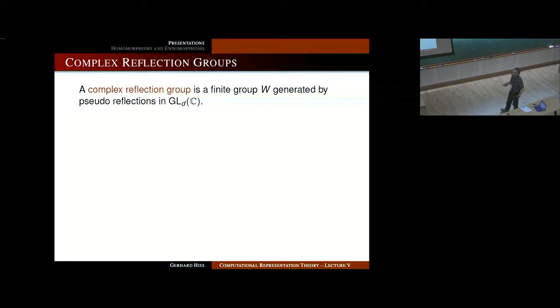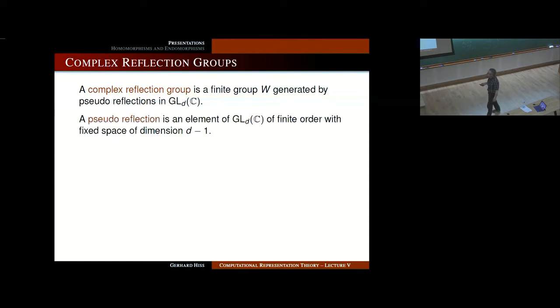Now, the real reflection groups are generalized to complex reflection groups. This is a finite group W generated by pseudo-reflections, where a pseudo-reflection is an element of finite order such that the fixed space has codimension 1. So it has exactly one eigenvalue which is not equal to 1, and this is a root of unity.